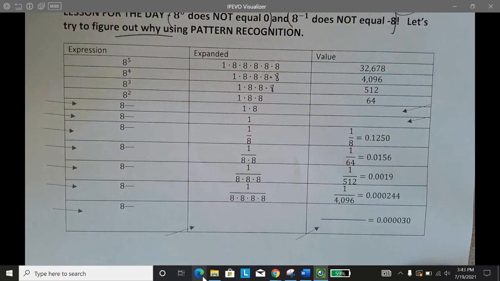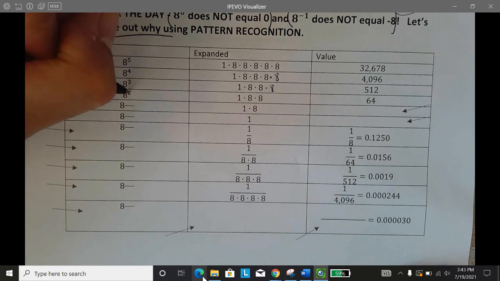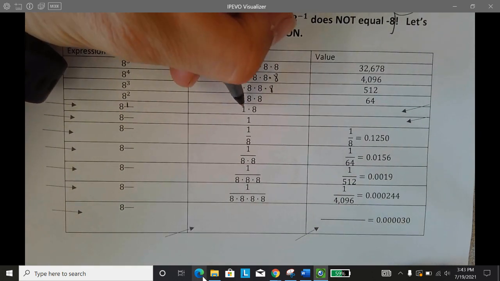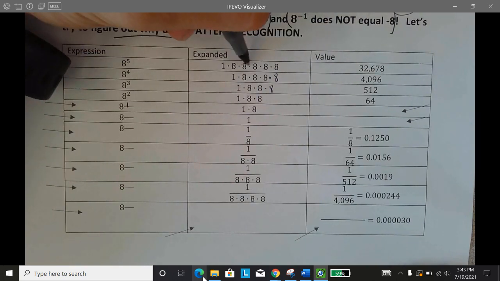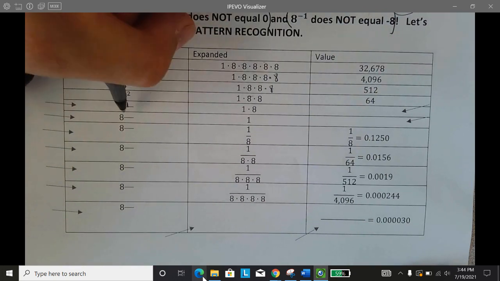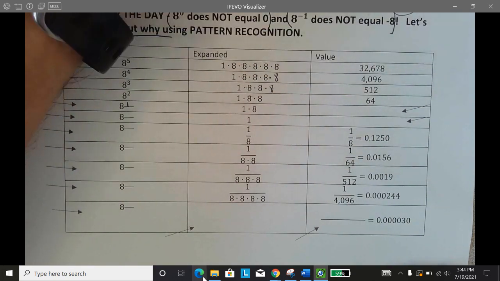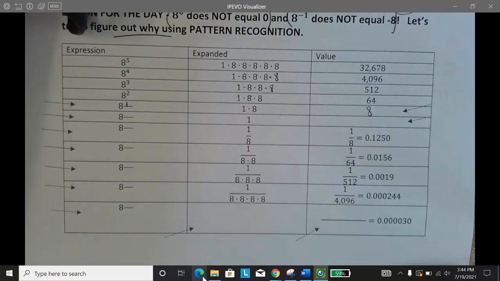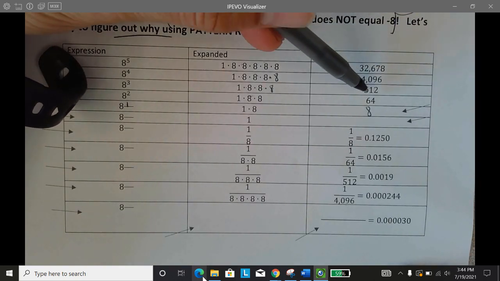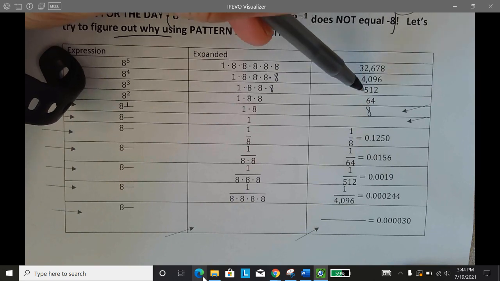Well, what do you think comes next here? Well, 5, 4, 3, 2. I'm going to call this 8 to the 1st. Well, 8 to the 1st means there's only one factor of 8. Here there were 5, 4 factors of 8, 3 factors, 2 factors, 1 factor. So I have one factor of 8. 1 times 8 should just be 8. Right? That makes sense. Now, what looks like is happening is I'm dividing by 8 every time. I have one less factor of 8.